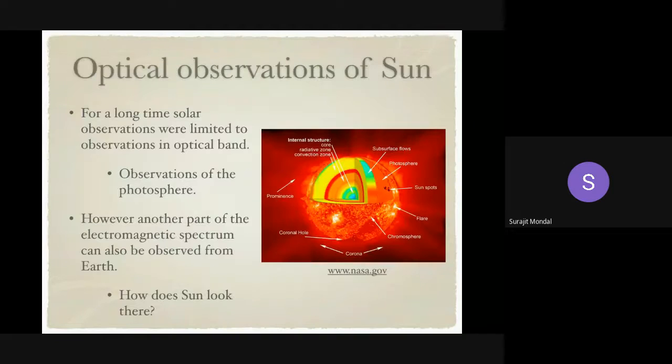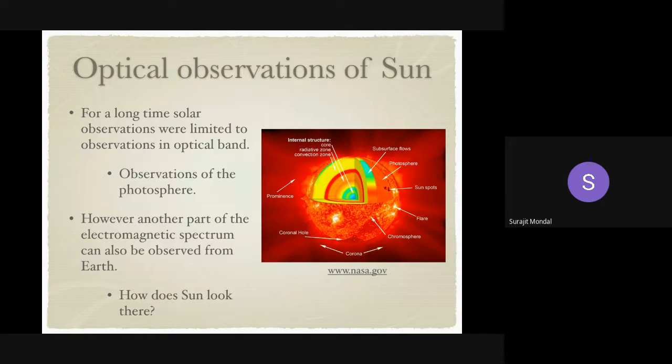Now, these spots are observed in visible light. Using visible light, we can only observe the photosphere in general. The photosphere is the lowest layer of the solar atmosphere. However, there are other layers of the solar atmosphere as well. So there is the photosphere, then there is the chromosphere, then there is the solar corona.